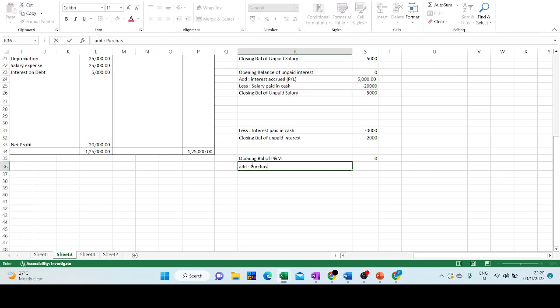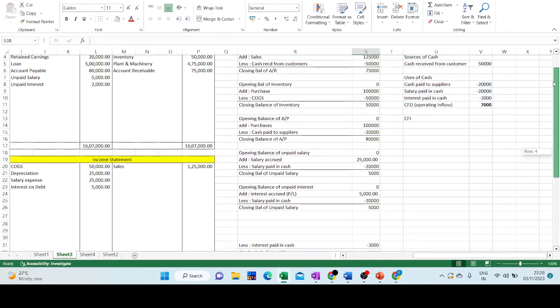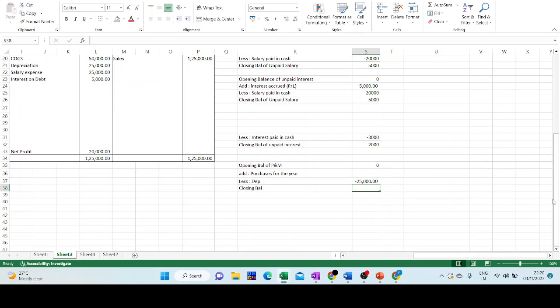Add purchases for the year. This is something that you need to calculate, right? Less depreciation, which is 25,000, and closing balance of plant and machinery. So to the opening balance, if you add purchases of plant and machinery for the year and reduce depreciation, you get the closing balance. Closing balance is given to us, it's 475, right? So the purchases for the year has to be 5 lakh, right?